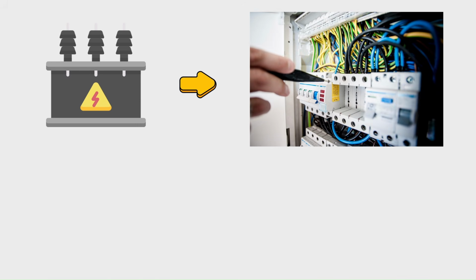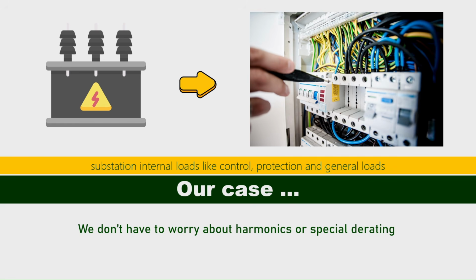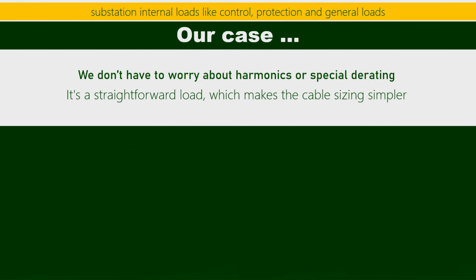In our case, the load is normal. Substation internal loads like control, protection, and general loads. Nothing special, just a standard AC board with a power factor around 0.96. So we don't have to worry about harmonics or special derating. It's a straightforward load, which makes the cable sizing simpler.